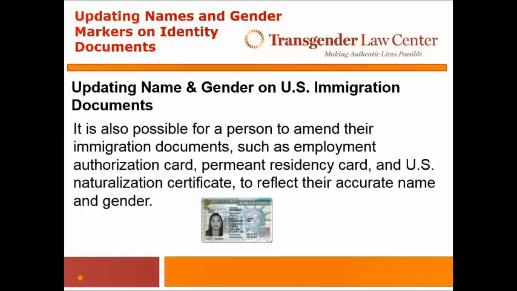Now we're going to talk about U.S. immigration documents. A person is able to update their immigration documents such as employment authorization card, their permanent residency card, also known as their green card, a U.S. Naturalization Certificate, and then that would all reflect your accurate name and gender. We like to tell all folks who call in that it's a good idea to consult an immigration attorney prior to starting any application process.